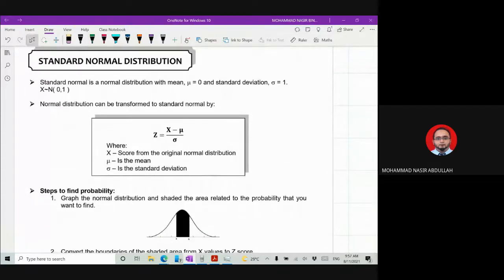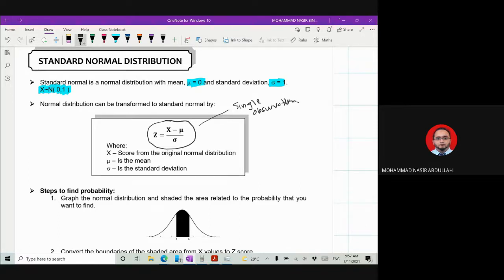Now let's look at the standard normal distribution, which I already explained to you. When we have mean equal to 0 and standard deviation equal to 1, then the observation of X is having a standard normal distribution. The formula for the standard normal distribution is the Z value. So Z is equal to X minus mu divided by sigma. This is for a single observation.